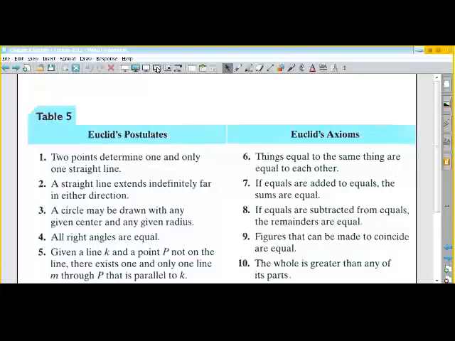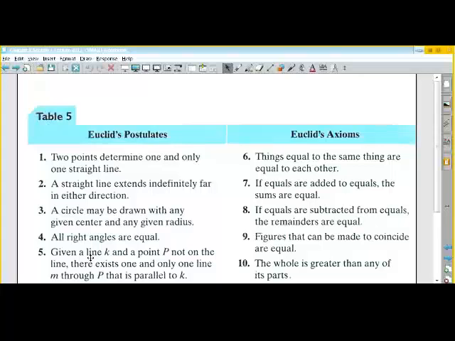Euclid said, two points determine one and only one straight line. So if you put two points in space, there's only one line that you can draw between them. A straight line extends indefinitely far in either direction. We learned that in Section 1 when we drew the line with two arrowheads. It's not just a line segment, but a line that goes infinitely long in either direction. A circle may be drawn with any given center and any given radius. All right angles are equal.